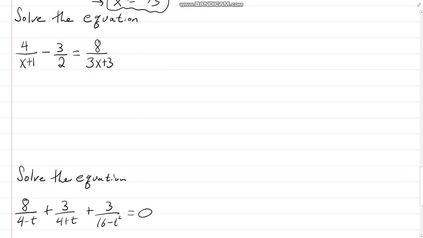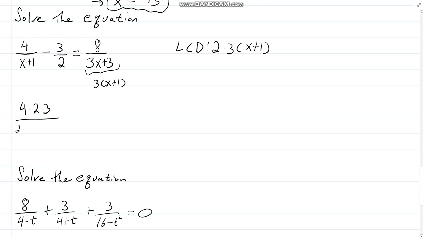Okay, now for the next problem, it looks like I can factor out a 3 here. So I get x plus 1. I already have an x plus 1. I have a 2. So the LCD is going to be 2 times 3 times x plus 1. That way all of the pieces are represented. So the 4 here is going to need a 2 and a 3 on that. So 4 times 2 times 3 over 2 times 3x plus 1.